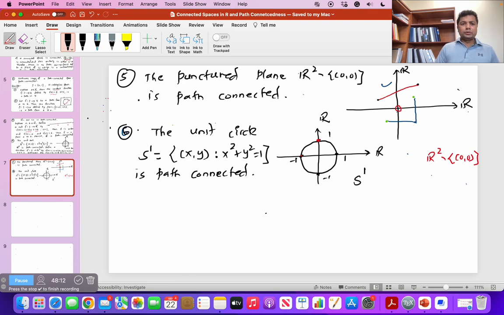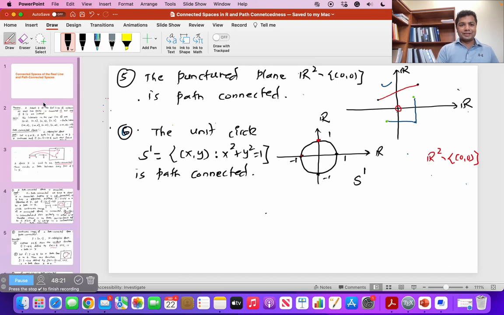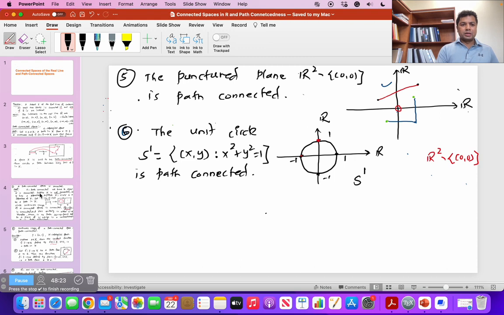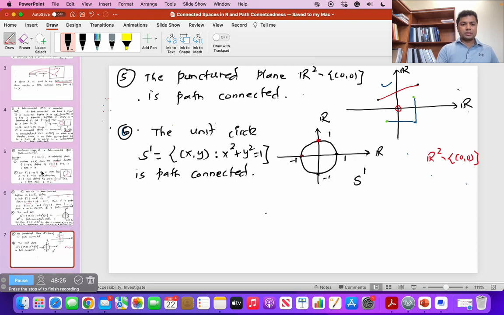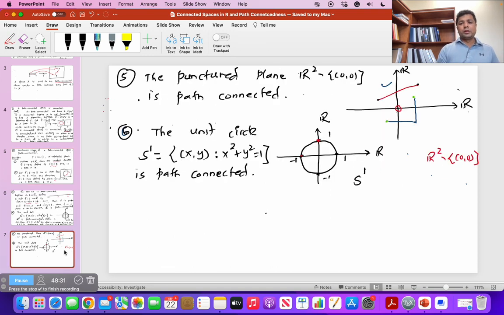So graphically it is quite obvious, and if you want to see this mathematically, then here we are going to use the second property of path connected spaces that I listed here. Let me go back a couple of slides before. It says the continuous image of a path connected space is path connected, and if you want to see mathematically that S1 is path connected, we are going to use that property.